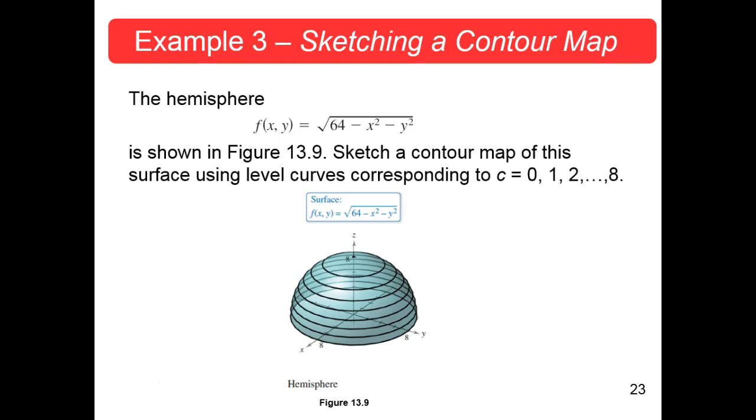Okay. So, if you had a perfect hemisphere, which this happens to be, z equals the square root of 64 minus x squared plus y squared. So in other words, the expression under the root has to be greater than or equal to 0. So x squared plus y squared is less than or equal to 64, which is 8 squared. So this is a circle of radius 8.